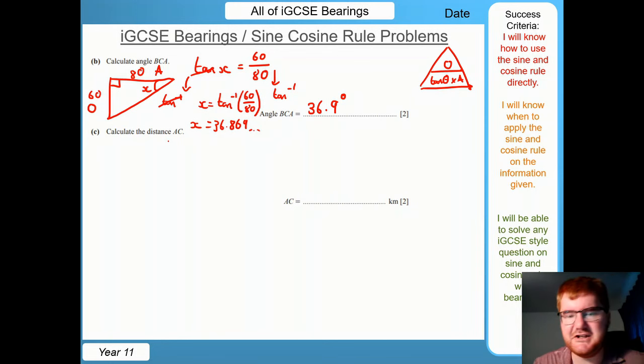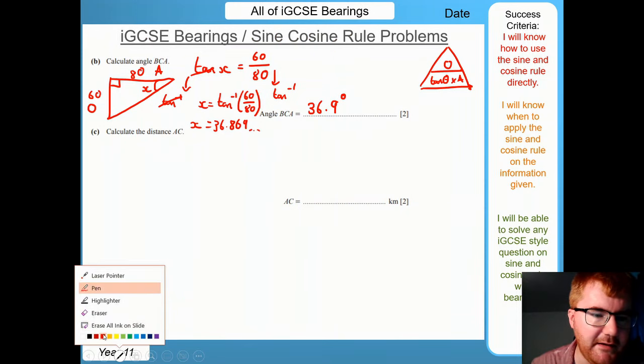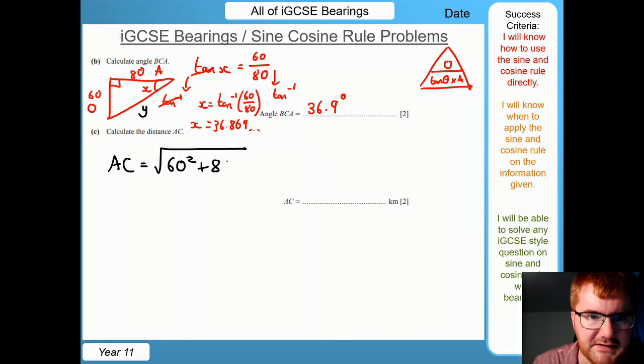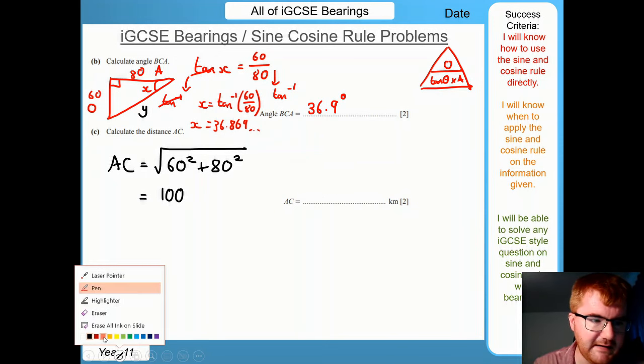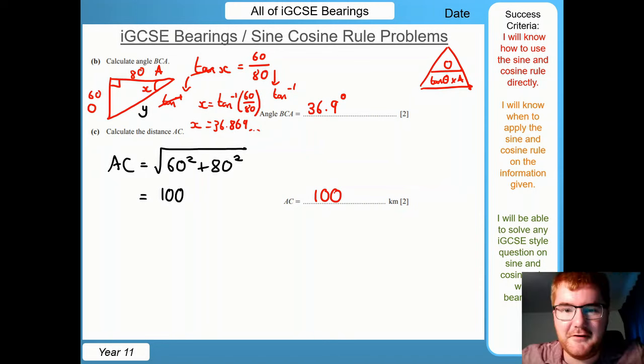Now calculating the distance AC is actually easier than it seems. So it's this here. If we go to our triangle here, this is actually using Pythagoras that we've seen before, so let's just call this Y. We can use Pythagoras because we have a right angle triangle and two sides. So we can write this in one smooth calculation. AC is equal to the square root of 60 squared plus 80 squared. I could use a calculator for this, but it's one of these very smart Pythagorean triples, so this actually just gives you straight away 100. So we can pop in 100 kilometers as our final answer. The beauty of not using trig here and just using Pythagoras is you get the answer straight away at 100 kilometers.